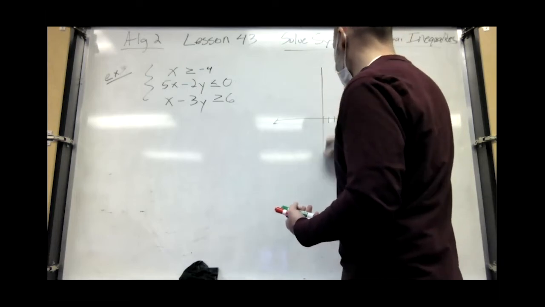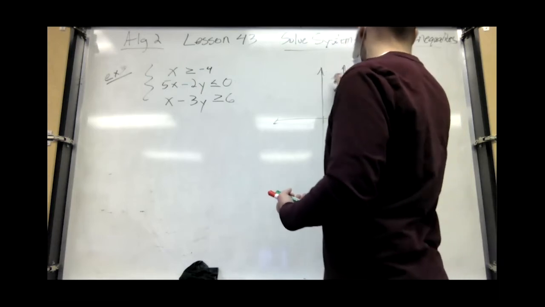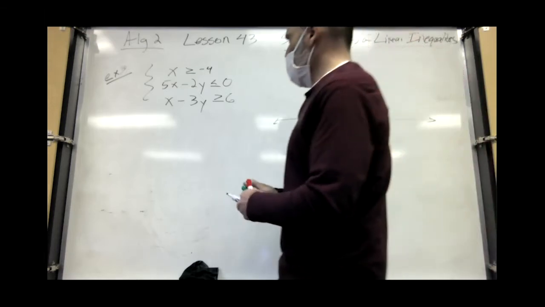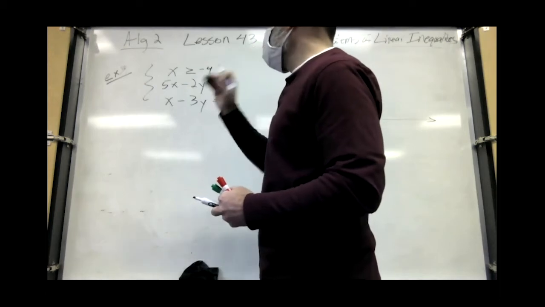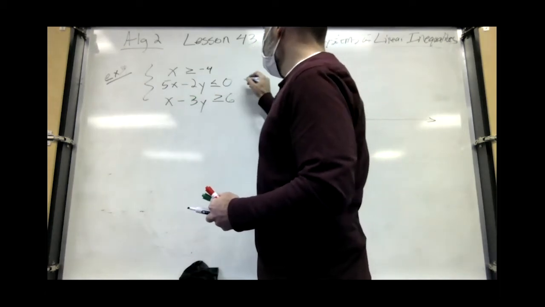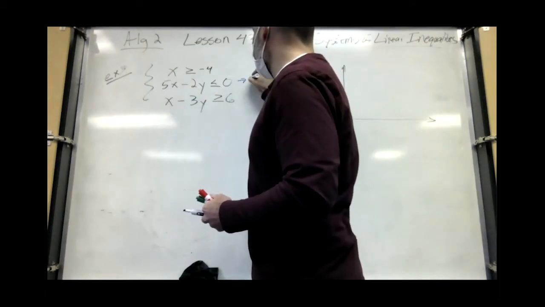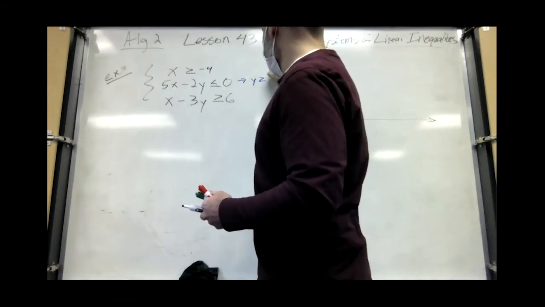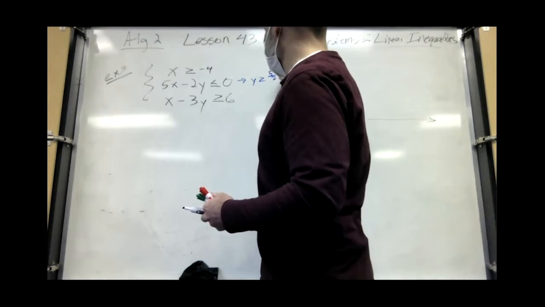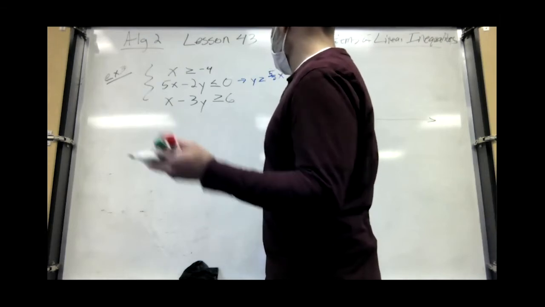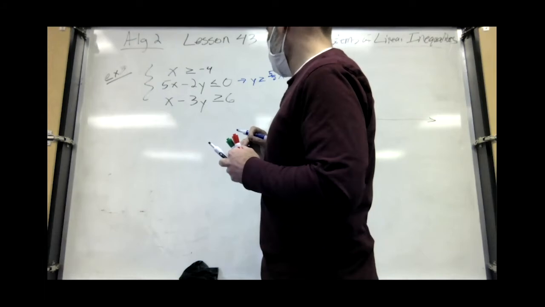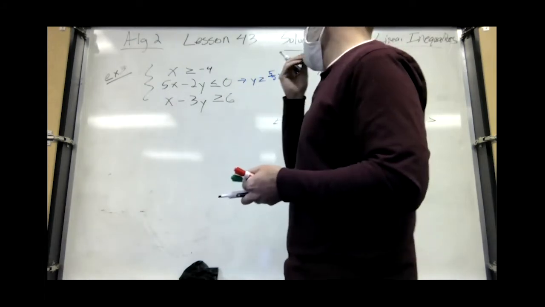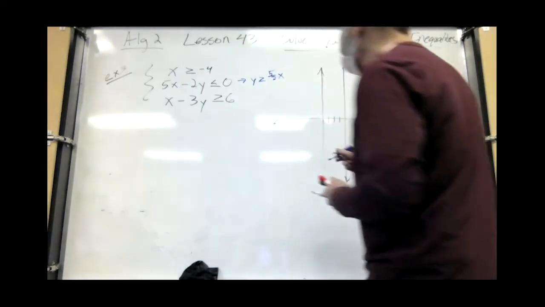Yep, and it's solid. So we're going to shade everything over there, but I'm going to wait to shade it. I'm going to convert this. Remember, get rid of that 5x over there. So what ends up happening is you get y is greater than or equal to positive 5/2 x. Just 5/2 x, right? Because when you divide 0 by 2, you don't get anything. Okay? So how do you graph that?